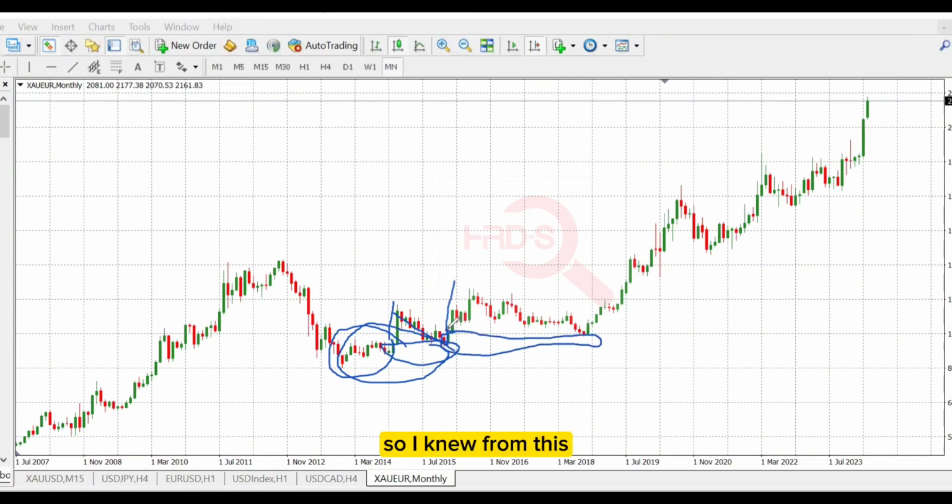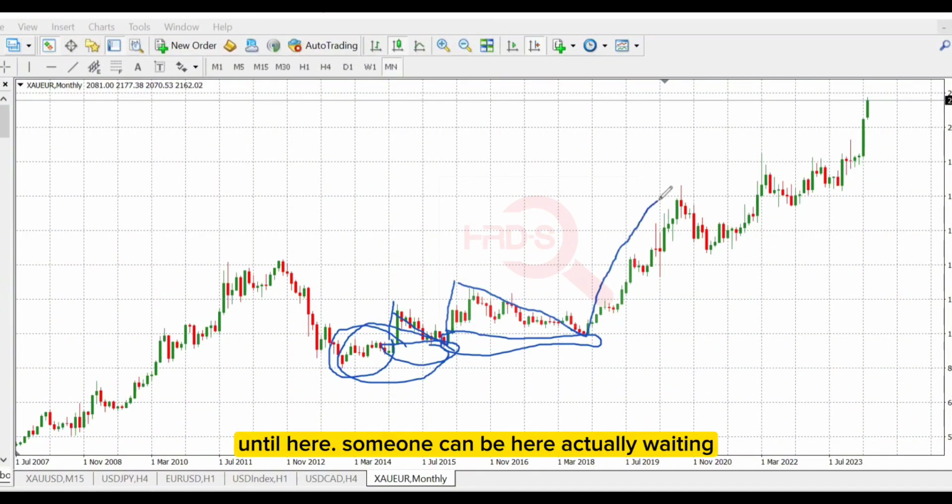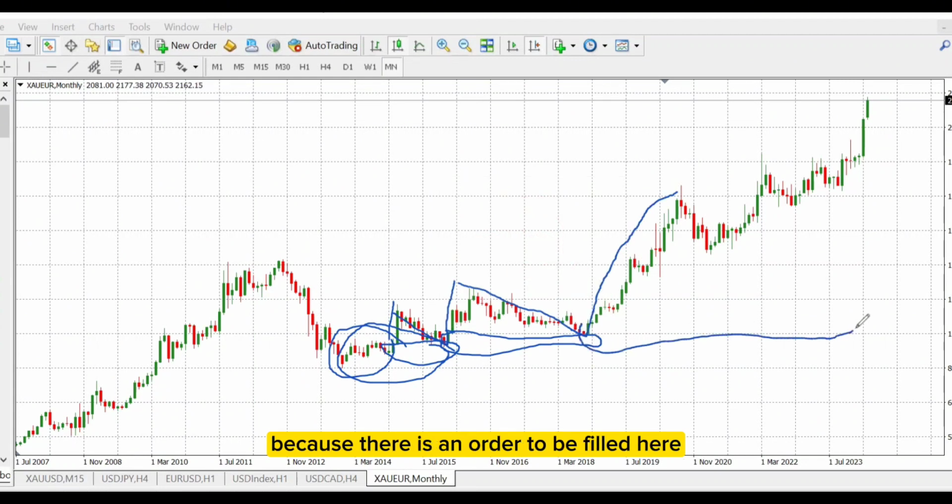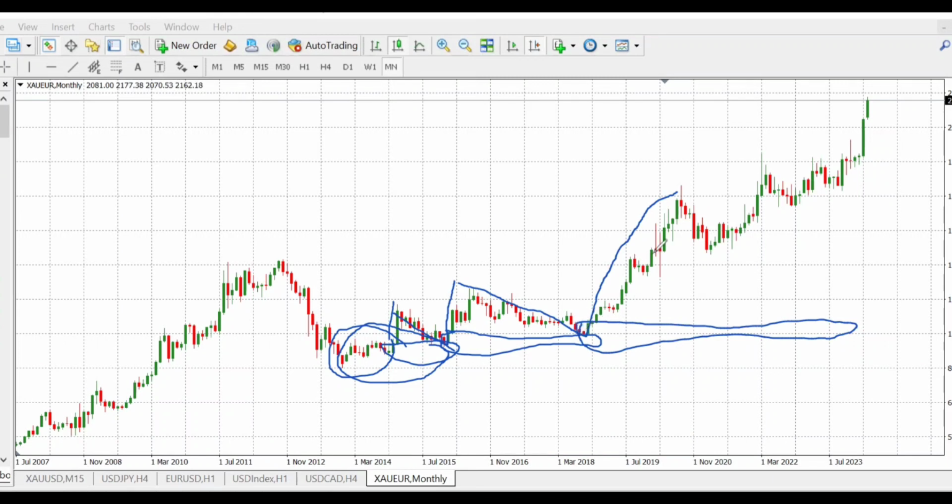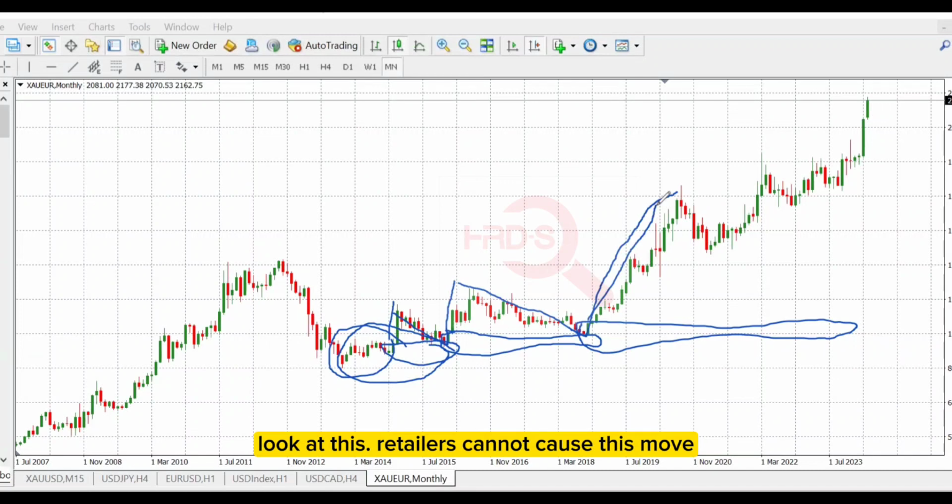So I knew from this that price is going to come back to that zone. Remember, it's a zone. And then we moved all the way again until here. Someone can be here actually waiting because there is an order to be filled here or to be completed there, okay? So everywhere you see long candles, look at this, retailers cannot cause this move. It is what? The block house.